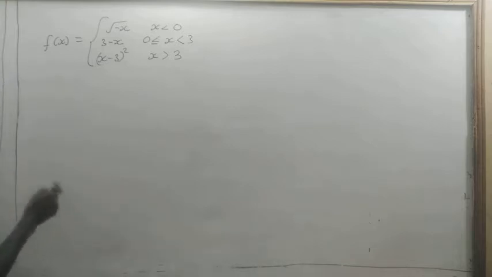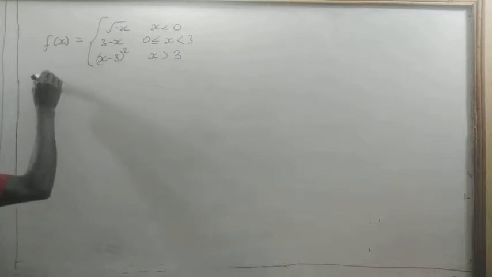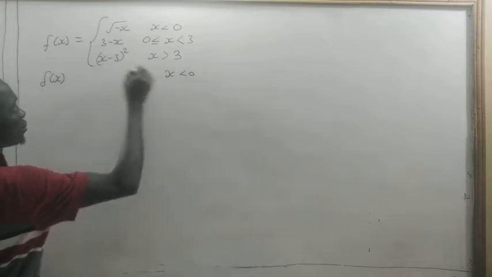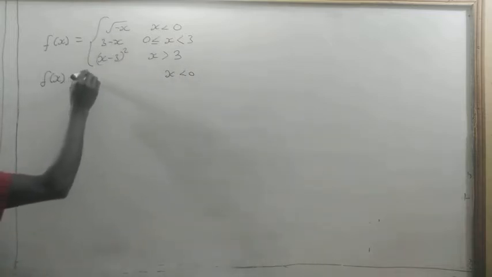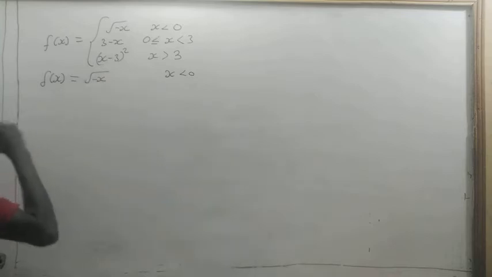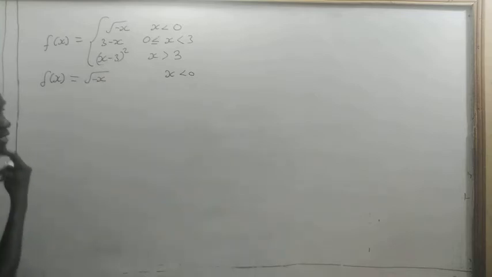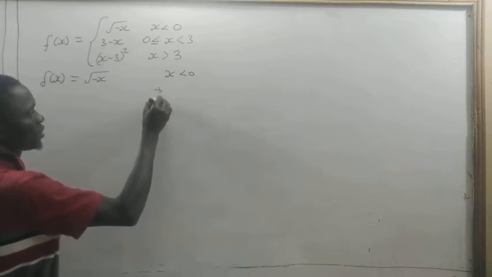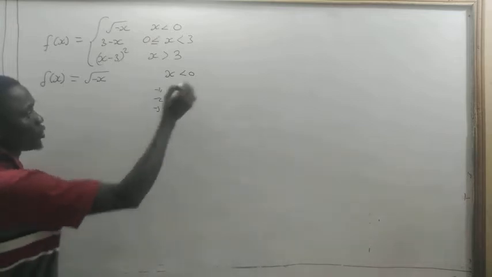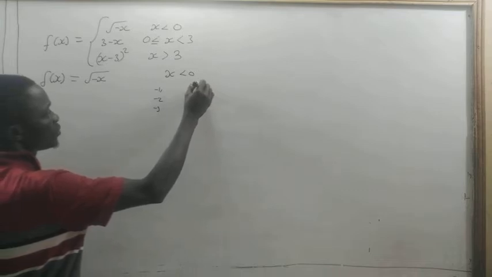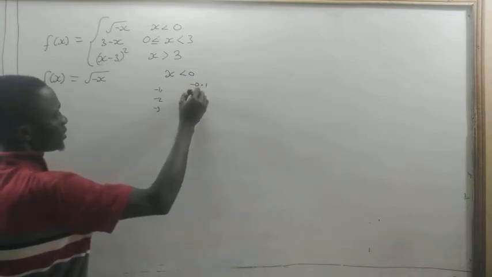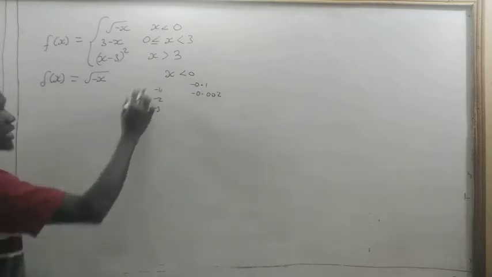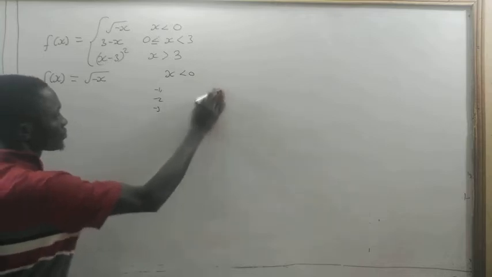Now, for this function, if we consider f of x for x less than 0, then f of x is equal to the square root of negative x. Now let's take some values less than 0. We have negative 1, negative 2, negative 3, and also negative 0.1, negative 0.002. They are all values less than 0. But let's consider these three whole numbers.